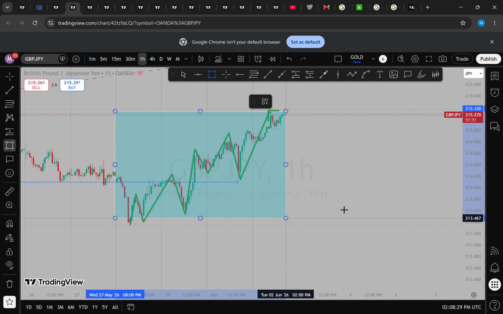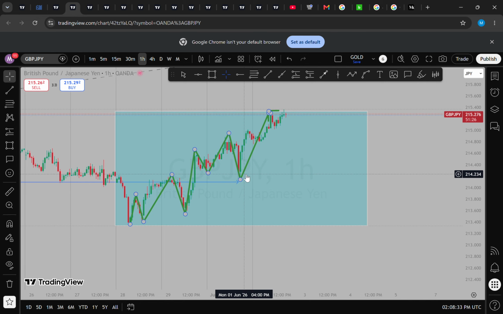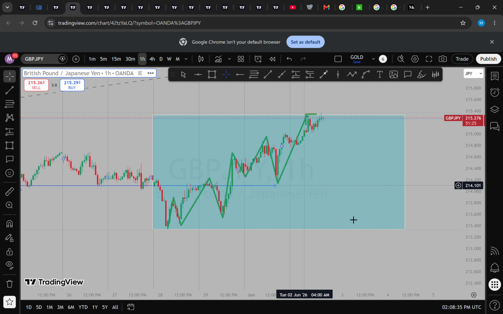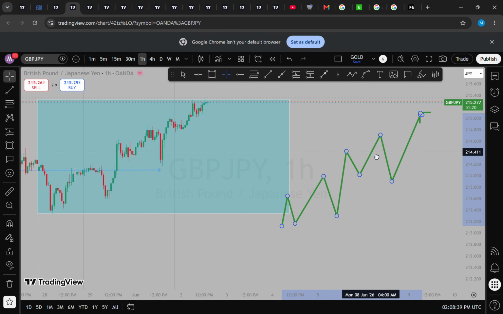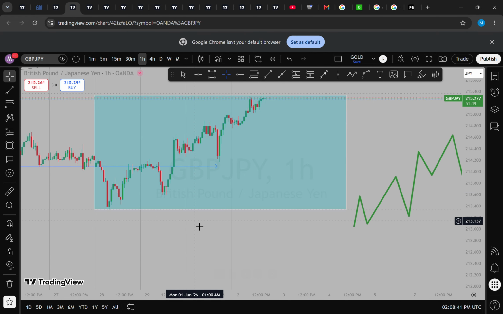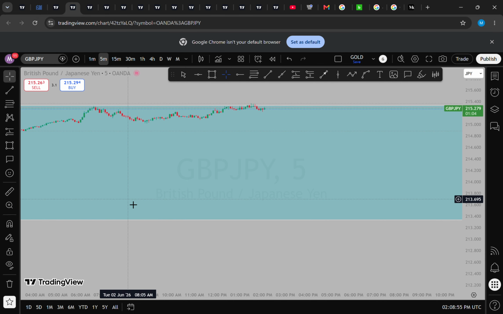Let me give it a shadow so that it goes down to 5 minutes. Currently this is what we have as our structure on 1 hour. So let's go to 5 minutes to identify our internal structures. This is 5 minutes.